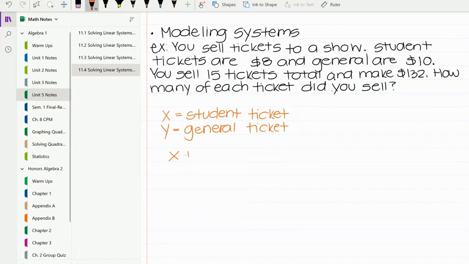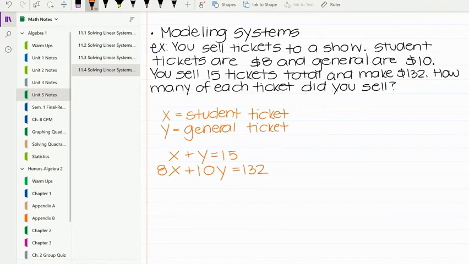So that's going to be one of my equations, just for the total amount of tickets that were sold. We also know the price of the general and student ticket. So we know that it's $8 per student ticket plus $10 per general ticket, and all of that together has to equal $132. So we just set up a system of equations.